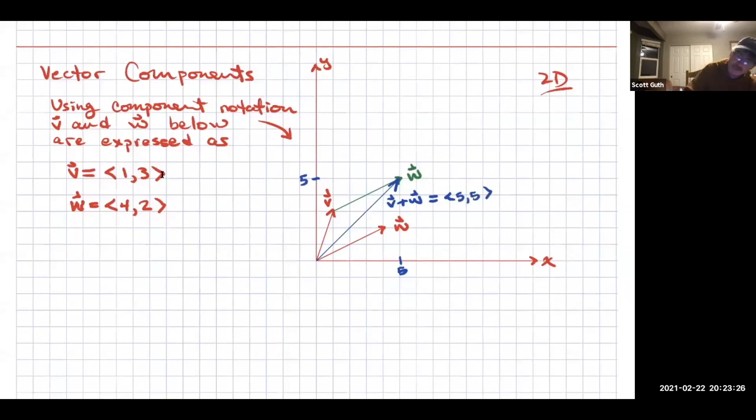Okay, and what you want to note is the obvious, coming down below: V plus W is 1, 3 plus 4, 2. And you can see that the x components add, because you're just adding the horizontal parts of the vectors, 1 plus 4, and the vertical parts of the vectors, 3 plus 2, to get the resultant, which was 5, 5.